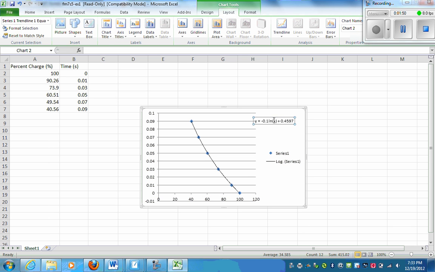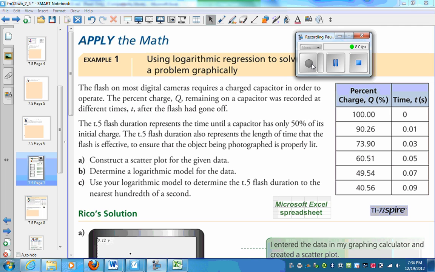So notice there is a negative and there is a constant. So this is the function that we're going to use: negative 0.1 ln x plus 0.4597. Okay, the next part says using your model, determine the T5 flash duration. So now we want to know at 50%. So we have really close to 49 to 50 right there. It's going to be very close to 0.7.